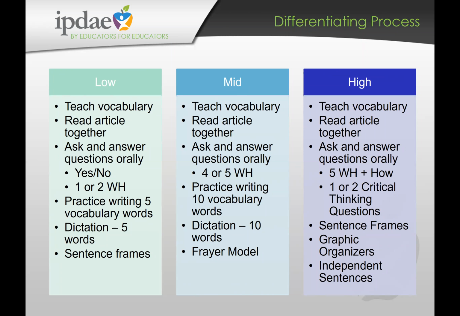This time, during the chunking of the text, I would pause and ask questions, but instead of asking just one or two questions, I would increase the number of questions for my middle level students. Dictation would also increase the number of words, and also we will start using graphic organizers with my mid-level students, as I found, based on my experience, that Frayer Model is really a great practice. What we normally do with Frayer Models is we have students create the Frayer Models.